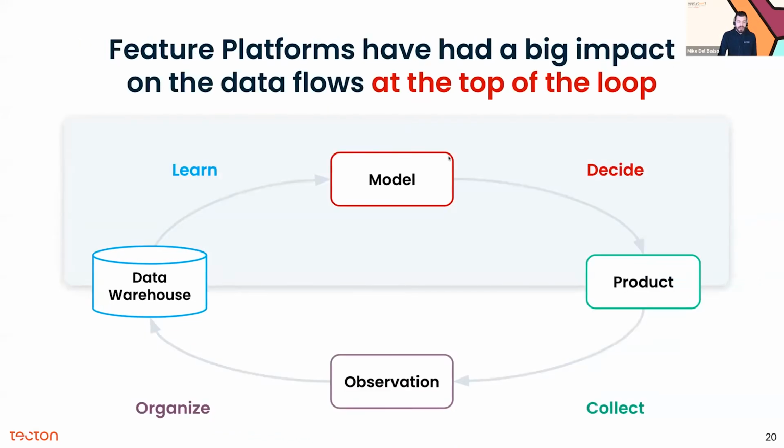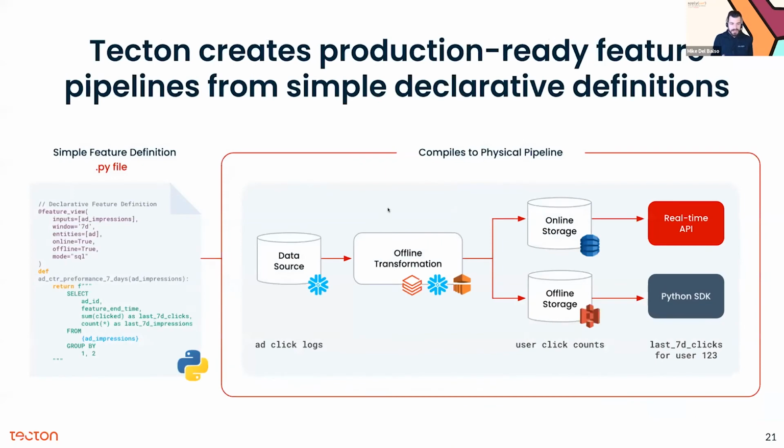Well, feature platforms have had a really big impact on part of the flywheel. They've made it pretty easy to manage the data sets, to declaratively define the data flows that happen in the learn and decide stage, and manage all the infrastructure and data sets throughout those stages so far. And let me just do a little bit of an aside and show what Tecton does to help make that more concrete.